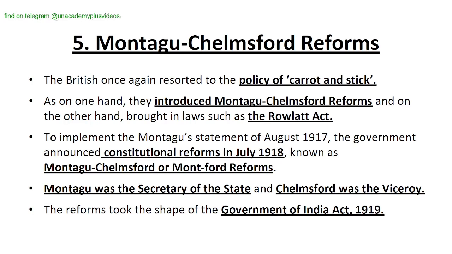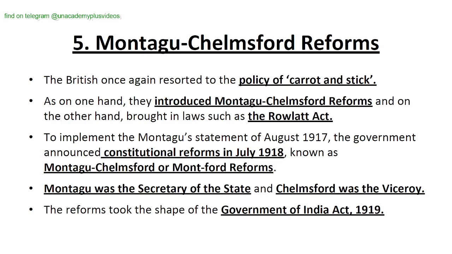Montagu-Chelmsford Reforms, 1919. With the Montagu-Chelmsford reforms, the British once again resorted to the policy of carrot and stick. On one hand they introduced the Montagu-Chelmsford reforms, and on the other hand they brought in laws such as the Rowlatt Act. To implement the Montagu Statement of August 1917, the government announced the constitutional reforms in July 1918, known as the Montagu-Chelmsford or Montford reforms.